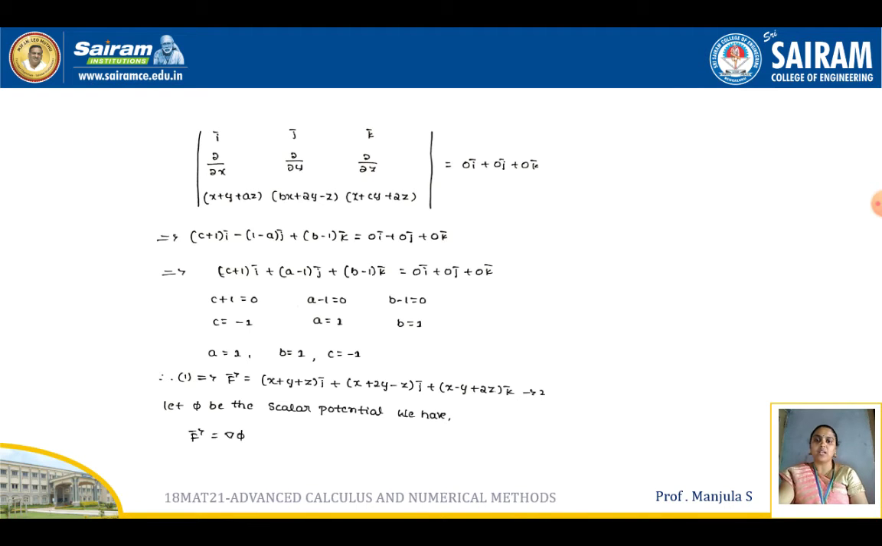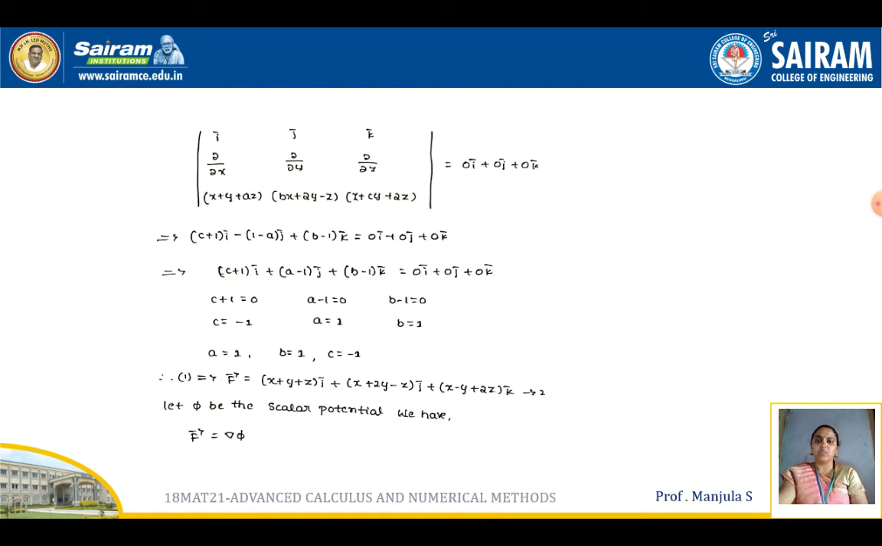So curl f means del cross f, which is equal to 0. Now that del cross f can be defined in terms of a determinant like this. Vectors i cap, j cap, k cap will come in the first row. In the second row dou by dou x, dou by dou y, dou by dou z. And in the last row you just substitute the coefficients of vector f, that is x plus y plus az, bx plus 2y minus z, x plus cy plus 2z, which is equal to 0i plus 0j plus 0k.